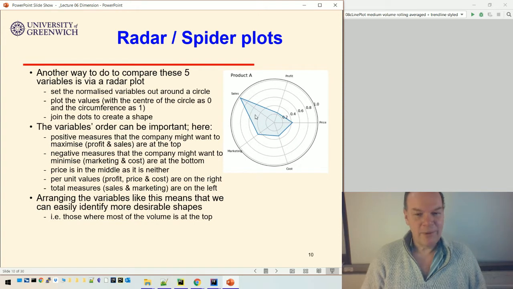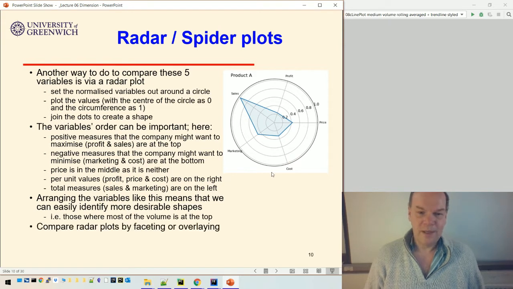The point of doing this, why would you do this? It means you can identify more desirable shapes easily. You can imagine that if they're trying to maximize things at the top, then if we see a shape like this blue shape, where most of the shape is at the top, that's a more desirable shape because it's got high sales, high profit. If most of the shape is at the bottom, then that's a less desirable shape because they're spending a lot on marketing and a lot on buying the product in. So it helps to identify the most valuable products.